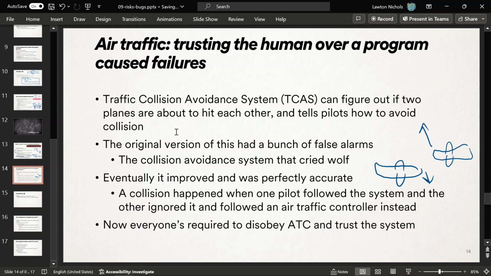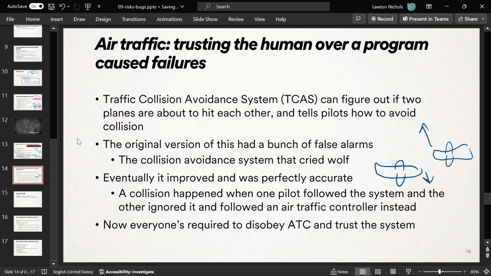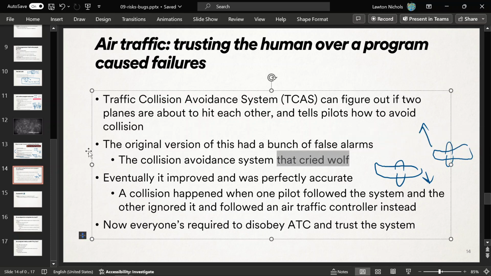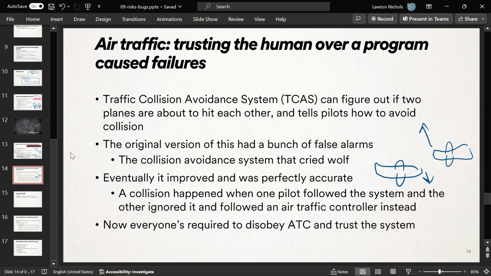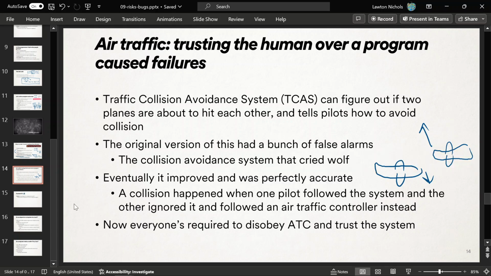And unfortunately, the first version of the TCAS system had a bunch of false alarms. Even when the planes weren't going to crash, it said that you better do these things. And so it kind of cried wolf, and people stopped listening to it, sadly. So eventually they ironed out all the kinks, and they got the program working well, and it was perfectly accurate. It was always going to do the right thing, and when you really needed to do something, it told you to do something.